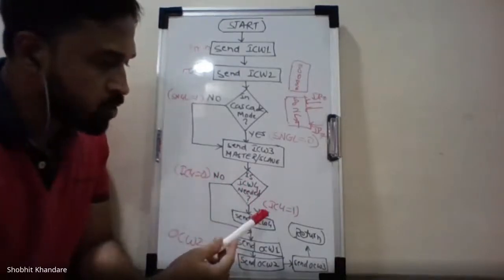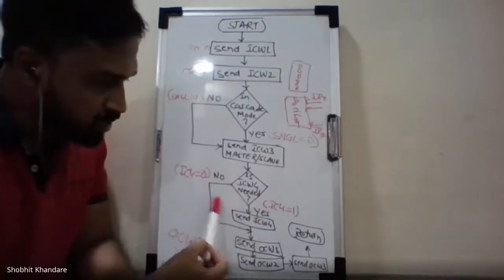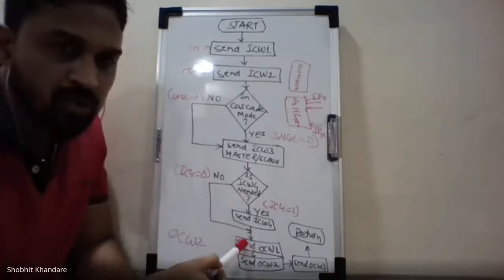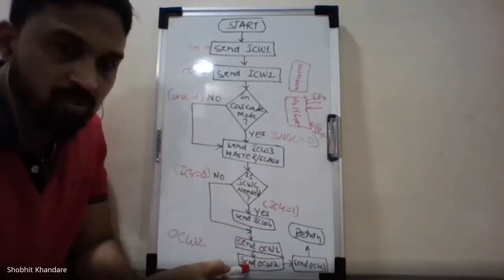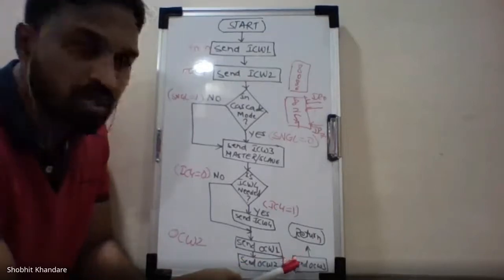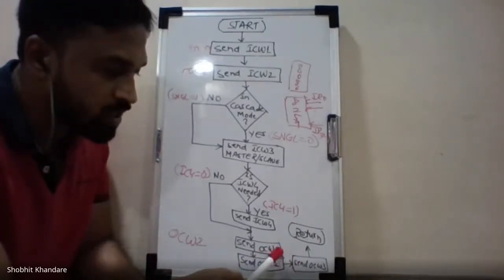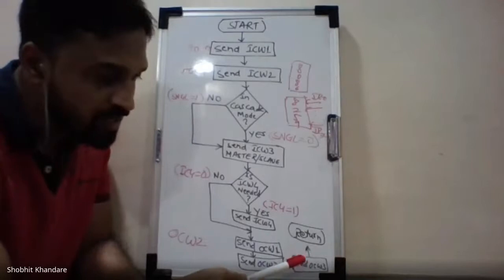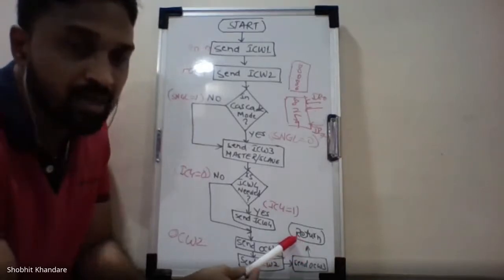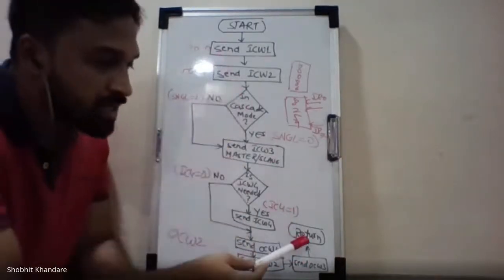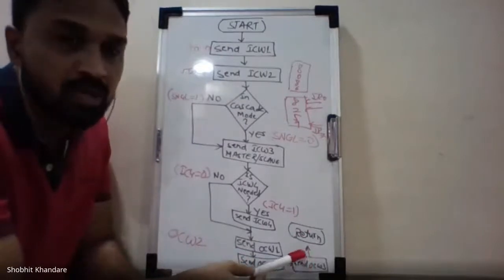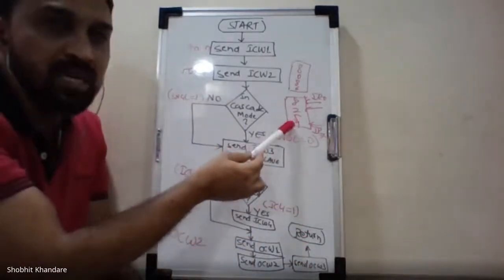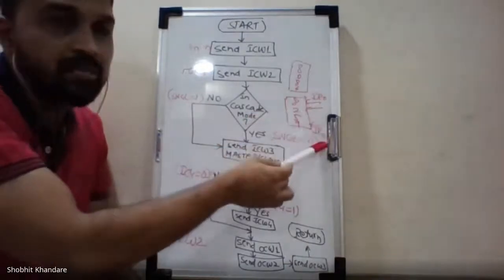Okay, so send ICW4. नहीं है तो it will come here. Then send OCW1, then send OCW2, then send OCW3. So all these OCW1, 2, and 3 will be sent. And after sending that, then again it will return back. Again it will start. But here, after sending OCW3, now your 8259 is ready to accept all the interrupts coming.